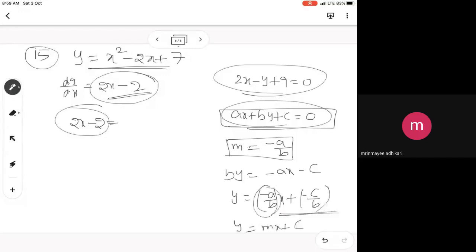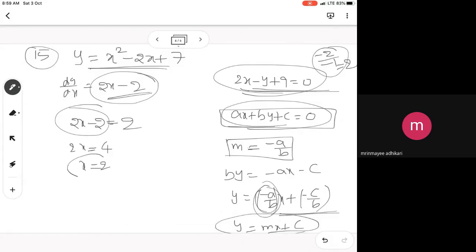I am reminding you of all these equations, the different equations you have learned in straight lines in the 11th class. So y is equal to mx plus c, where m is equal to minus a by b. So if this equation is given, can anyone say what slope you are going to get? Minus 2 by minus 1 is the slope, so that is 2. So you equate this equation to 2. From this you get 2x is equal to 4, and x is equal to 2.